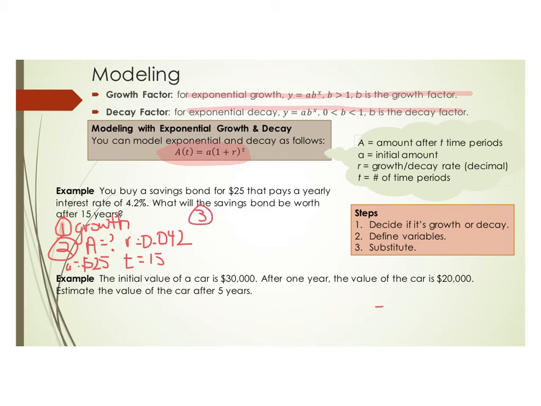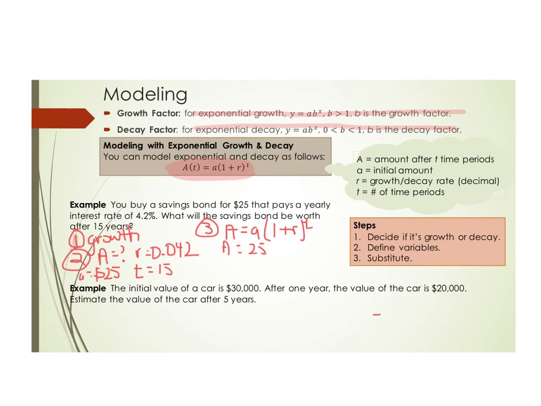In step 3, all we're going to do is plug into our formula. A equals little a, parentheses 1 plus r, to the t power. Okay, so it looks to us that we're going to have A equals 25, parentheses 1 plus 0.042, to the 15th power. And then I just type that into a calculator exactly like I see. Hopefully you find a bond value of $46.34.